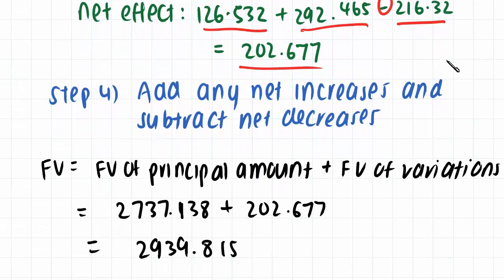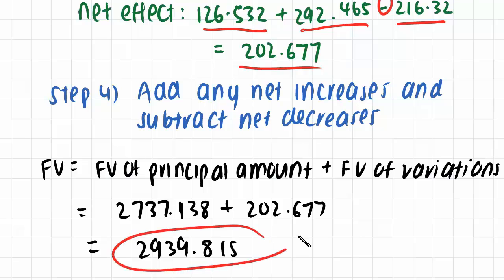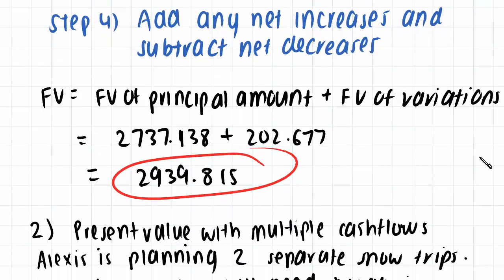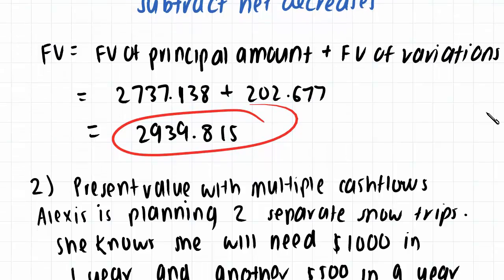So once we have that number, we just add that on. So add any net increases or decreases onto the future value of the principal amount, and therefore we get this value. So at the end of 4 years, the account balance would be $2,939 and about 82 cents. Okay, so that's just the future value multiple cash flow scenario.